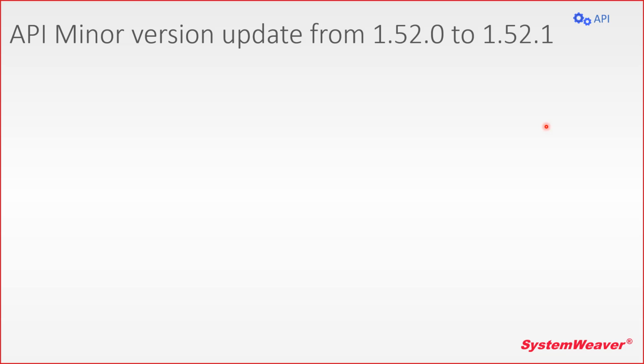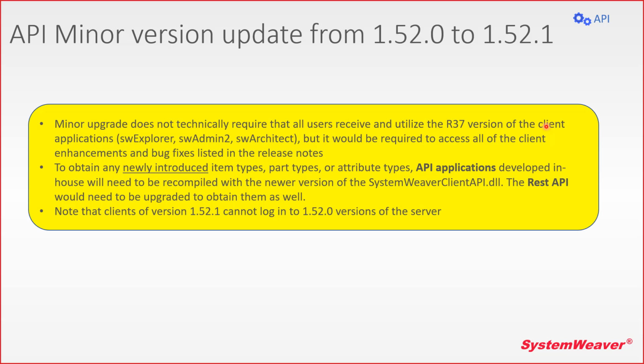We did a minor version update from 1.520 to 1.521, so we consider it minor, meaning that you don't technically have to swap out the client applications, Explorer, Admin 2, Architect, but obviously you're going to want to, because otherwise you won't get all the great client enhancements and bug fixes in the clients.